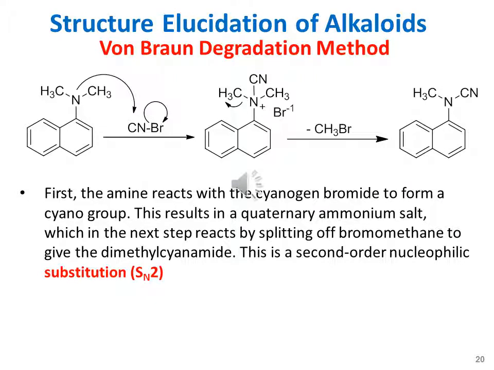Here you may see that the lone pair of the nitrogen of the tertiary amine attacks the cyanogen bromide, leaving the bromide and thus producing a quaternary ammonium bromide salt. Then this quaternary ammonium salt decomposes, leaving behind a cyano-substituted secondary amine. It is a second order nucleophilic substitution reaction.